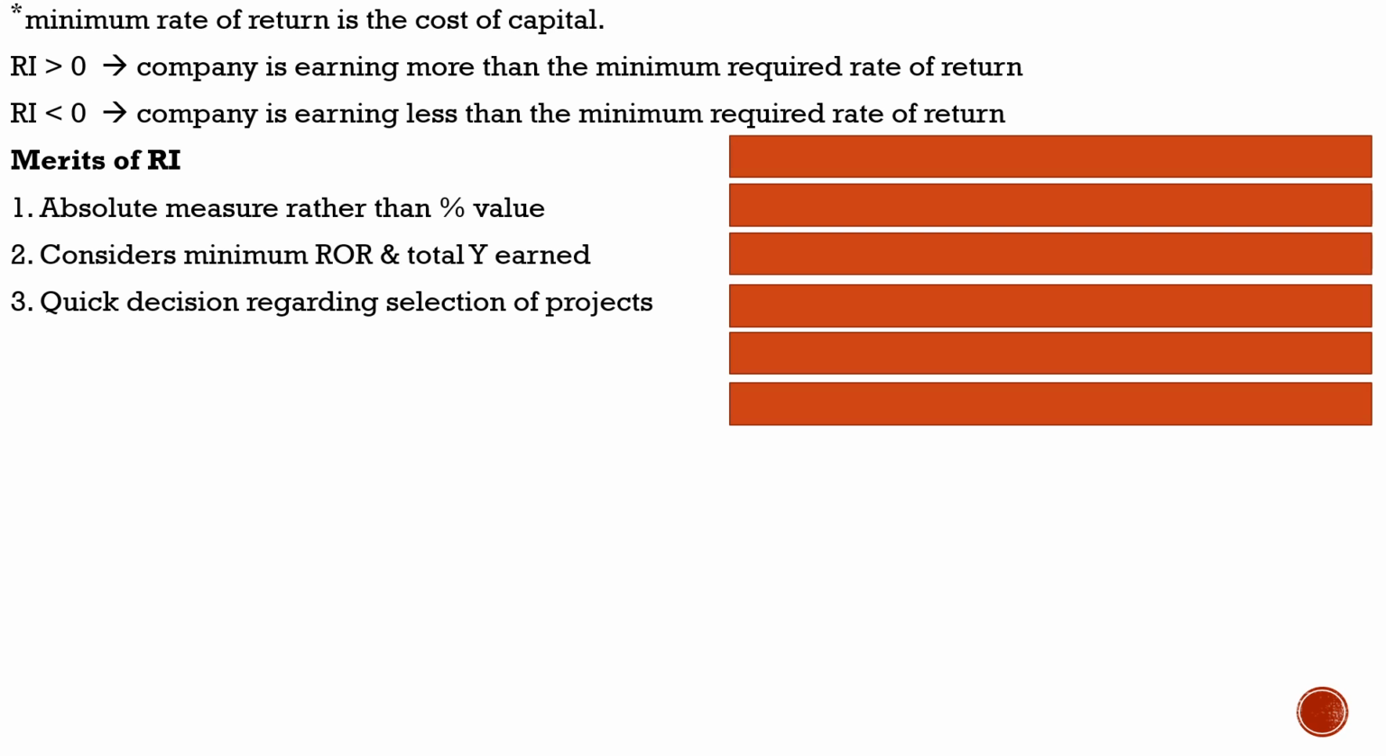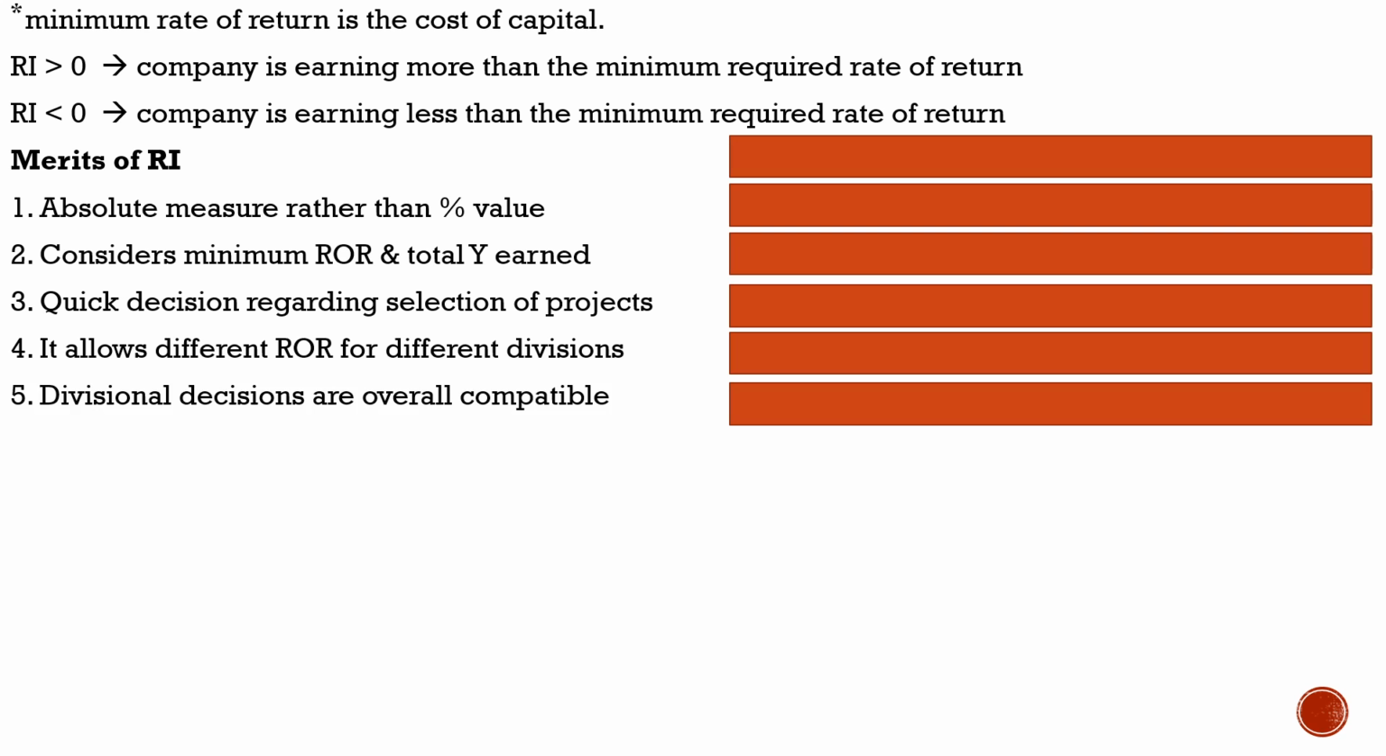It encourages managers to maximize income from operation in excess of the minimum. This provides an incentive to accept any project that earns the above minimum rate. So it facilitates quick decision making. It allows different rates of return for different divisions. Investment decisions taken by different divisions are compatible with the overall objective of the organization. So these are the merits of residual income.